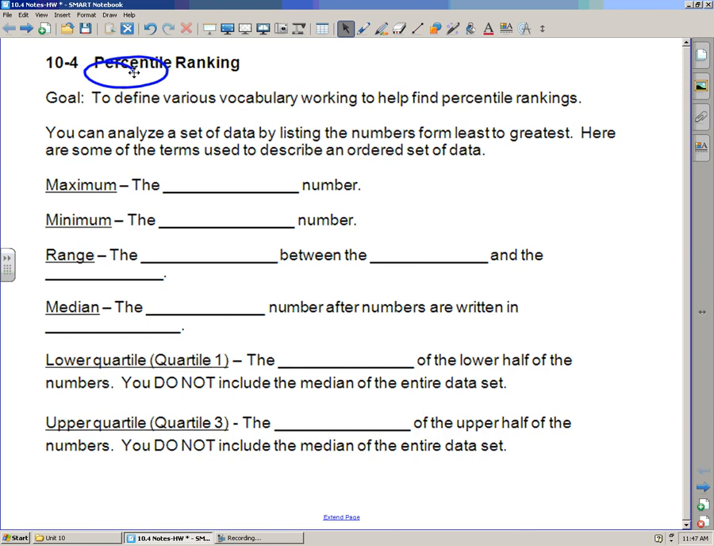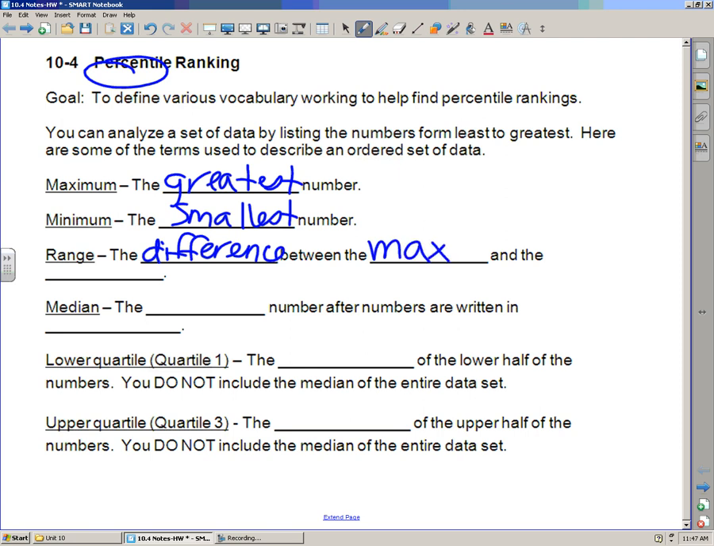So you can analyze a set of data by listing the numbers from least to greatest. Here are some of the terms that are used to describe an ordered set of data. You've got the maximum, which is always going to be the greatest number. You also have the minimum, which is always going to be the smallest number. Range, you know this already, it's going to be the difference between the max and the min. The median is always going to be the middle number after the numbers are written in numerical order.